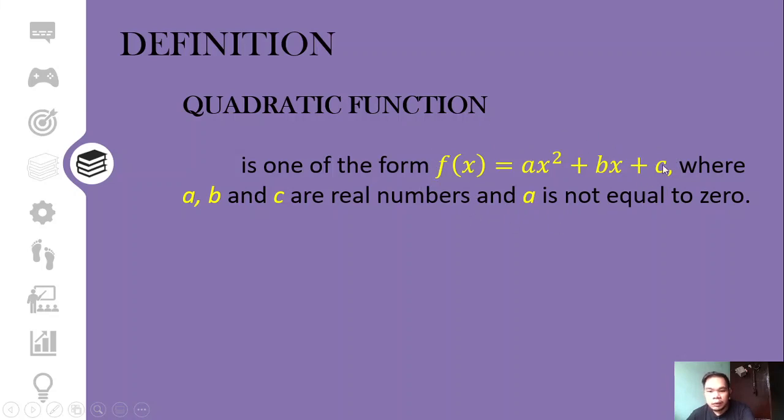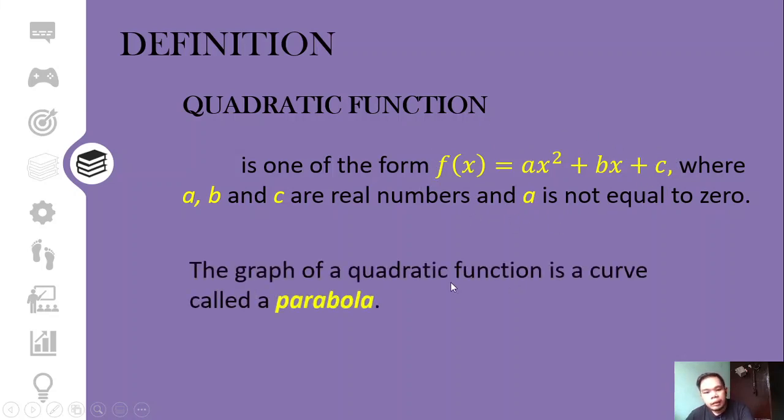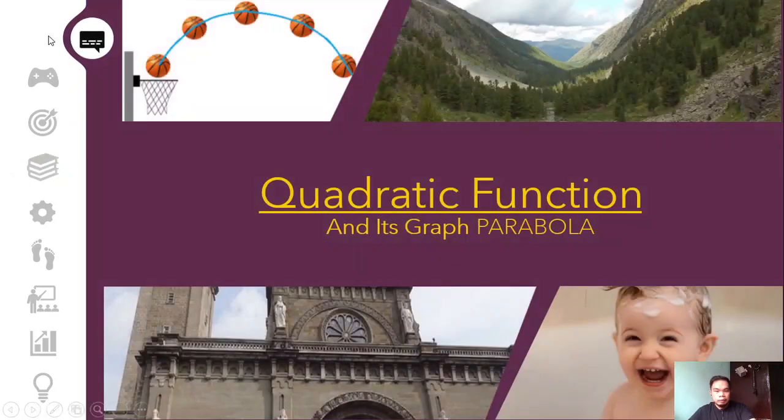Meron din tayong vertex form. So, kailangan din yung a is not equal to 0. Kasi kapag si a equals 0, then it means the function is not quadratic but a linear function. Okay, so the graph of quadratic function is a curve called parabola. So yung mga nakita natin dito, these pictures show parabola, which is the graph of quadratic function. So ibig sabihin, kapag meron kayo nakitang parabola, then ang function nun or ang equation nun is quadratic.